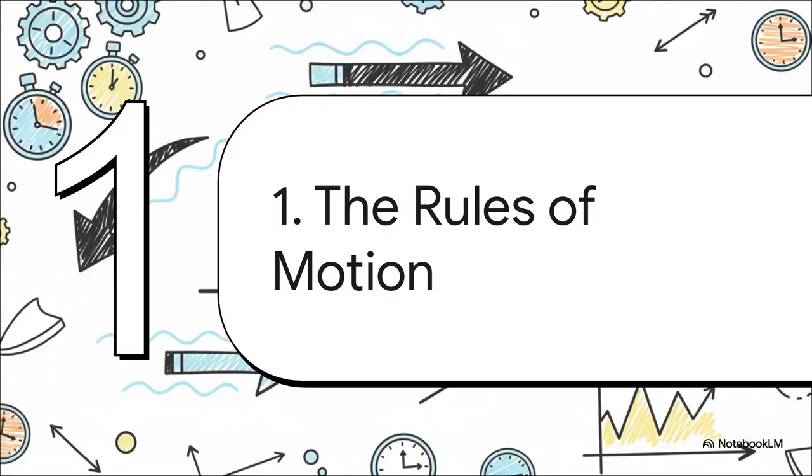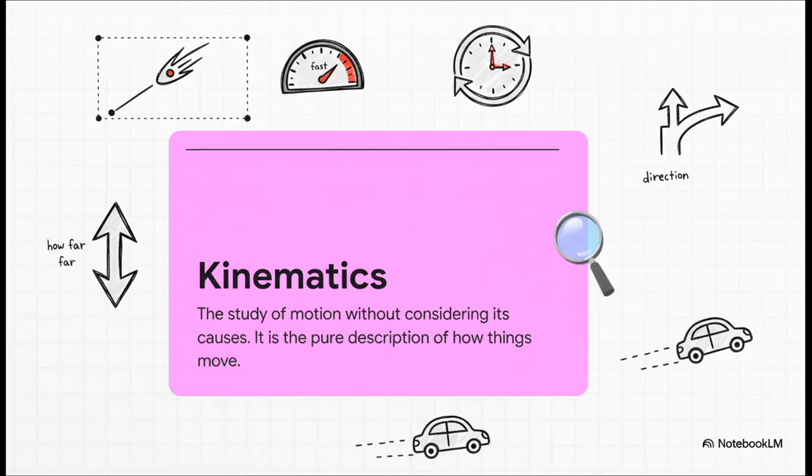So, to really understand this language, we first need to learn its grammar. The foundational rules that dictate how everything gets from point A to point B. And that grammar is called kinematics. It's the part of physics that's completely obsessed with the how of motion, not the why. We don't really care what's pushing or pulling something, we just want to describe the movement itself, how fast it's going, how far it's gone, and in what direction.